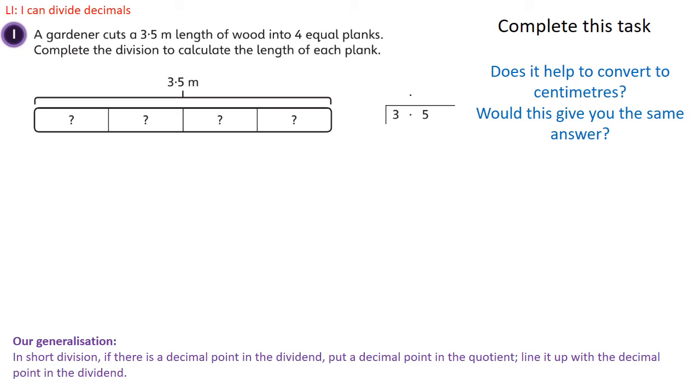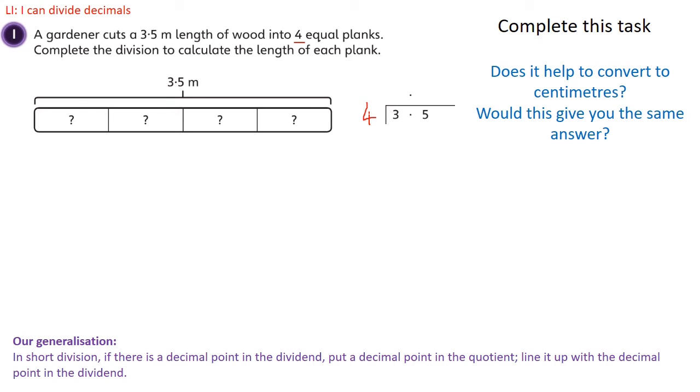So the first thing I'm going to remember is my generalisation. In short division, if there is a decimal point in the dividend, put a decimal point in the quotient. Line it up with the decimal point in the dividend. And as you can see, I've already done this here. So what's my divisor? My dividend is the length of the wood. My divisor is the number of equal planks I want. So in this case, that's going to be 4.